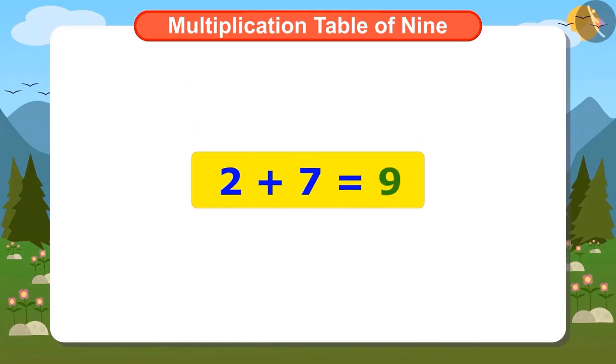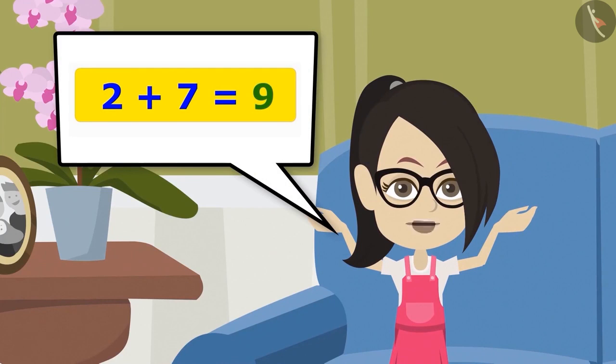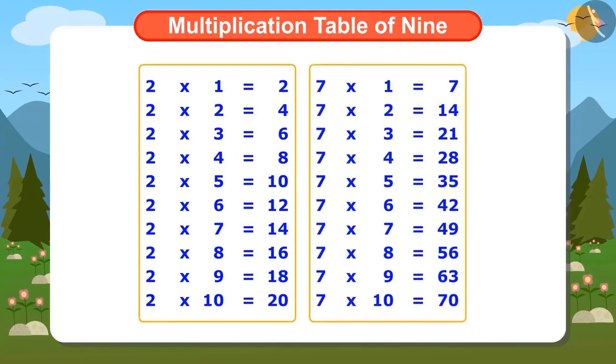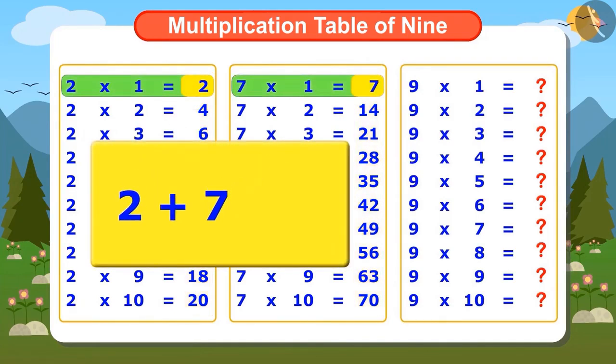She chooses the tables of 2 and 7. Let me now find the table of 9 from the tables of 2 and 7. For this, let me write the tables of 2 and 7 first. Now by adding their numbers, we find the multiplication table of 9. By adding 2 and 7, the answer will be 9.